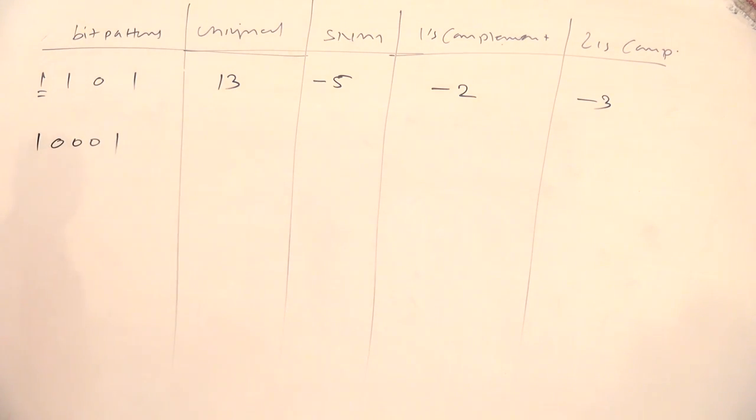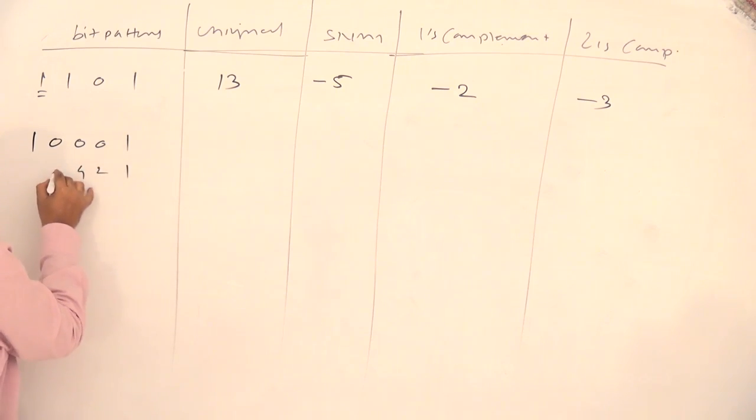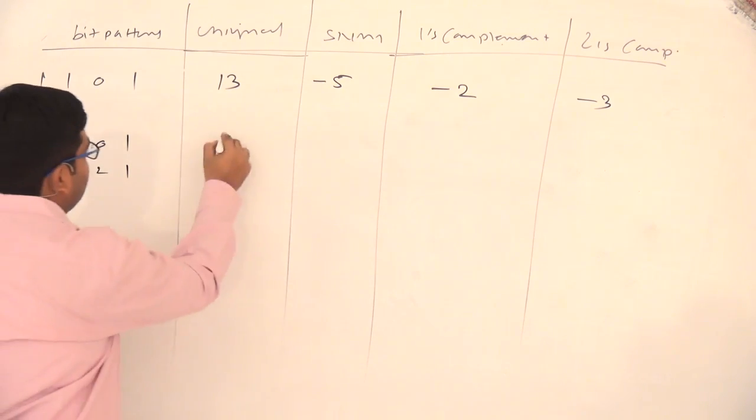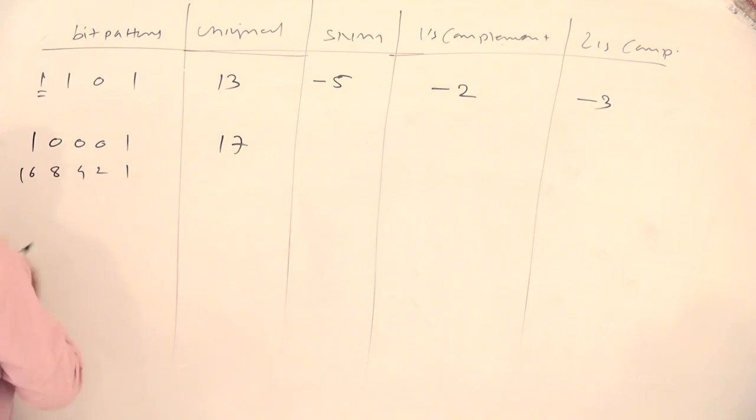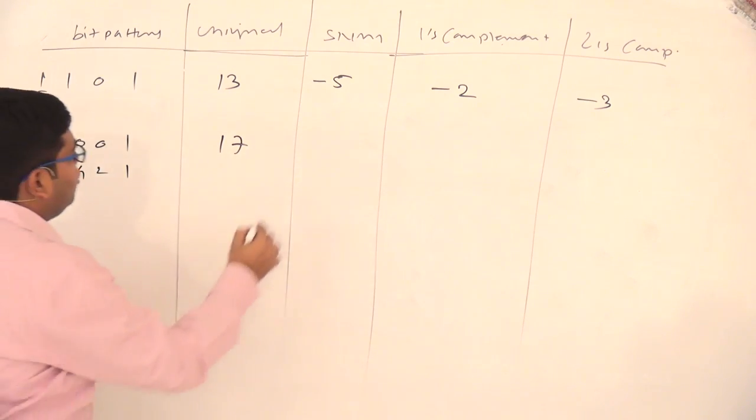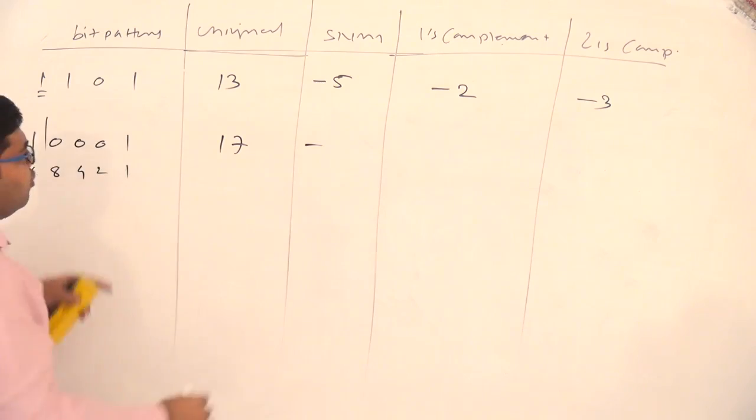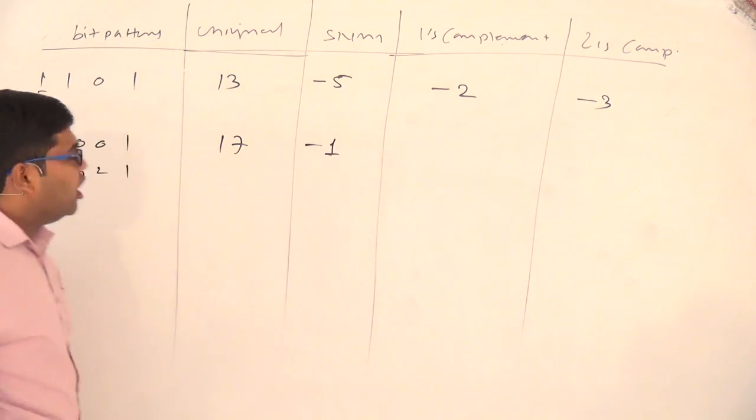Say 1 0 0 0 1 in unsigned. Let me write it down: 1 0 0 0 1. In unsigned it will be 1, 2, 4, 8 and 16, so 16 plus 1 becomes equal to 17. In sign and magnitude, the sign will be 1, which means minus, and the magnitude will be equal to 1, so it means minus 1.